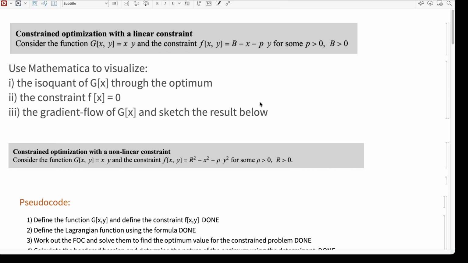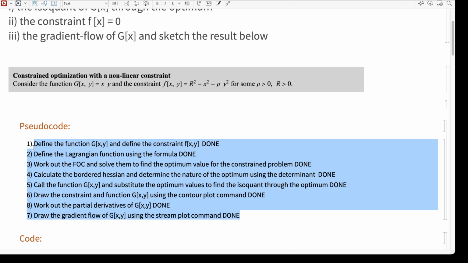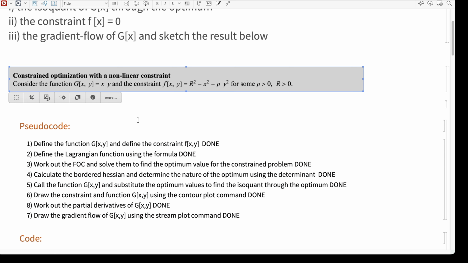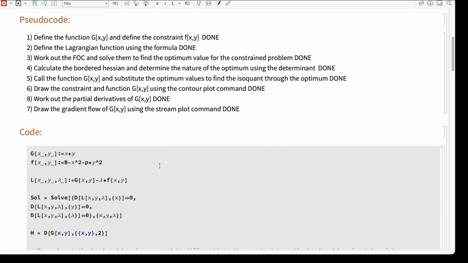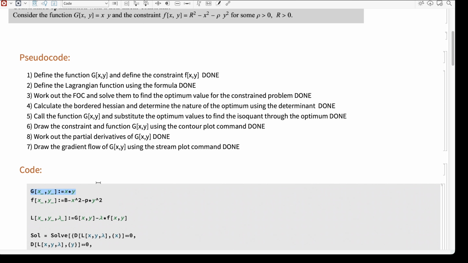It might not fully align with what's going on the screen, but it roughly makes sense. So the pseudocode is going to stay the same when we look at the constraint optimization with the nonlinear constraint, because the pseudocode just tells us a method on how to go about solving this problem. Because of that, the function g(x, y) is the same. The budget constraint is going to change.